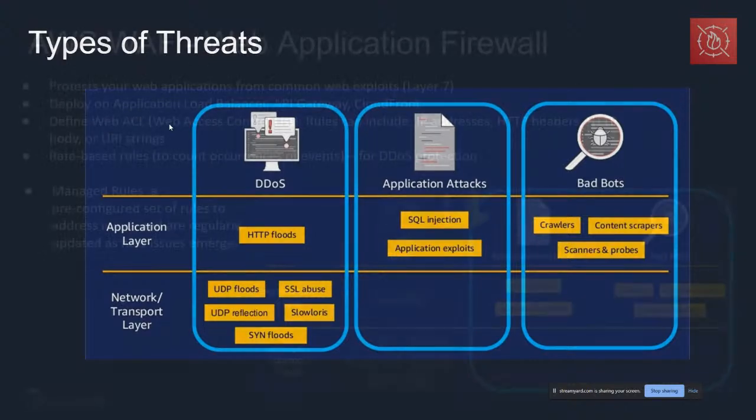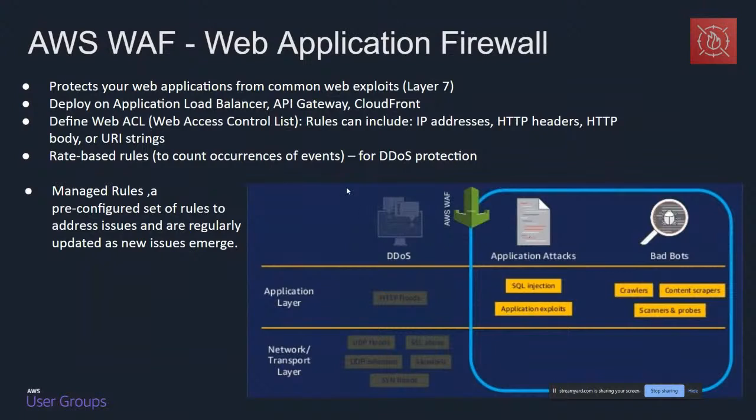So where does WAF come in, right? WAF is a web application firewall that helps you protect your web application on layer 7 of the OSI model, right? On the application layer.